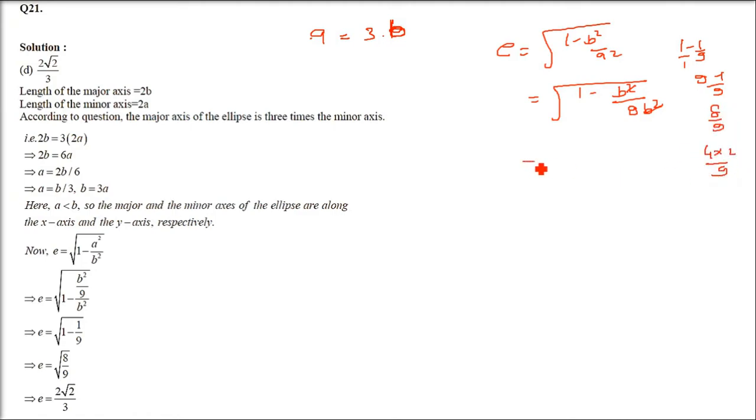8 can be written as 4 into 2 by 9. Take under root. 4 will come out as 2, under root 2 remains, and under root 9 is 3. So 2 root 2 by 3 is the eccentricity. Whatever you see here, you can just ignore. This is just an explanation, not the solution.